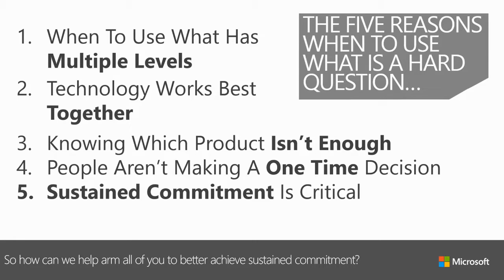Number 2 is technology works better together, right? We've heard this time and time again. Microsoft absolutely has the right strategy around that, allowing products to work together and increase that value. That "and" is critical. And then number 3 is knowing which product isn't enough. It's not enough to say it is SharePoint or it is Yammer. You can't have decisions nowadays around product usage be so crystal clear in saying this is exactly how you want to use it. Yeah, absolutely.